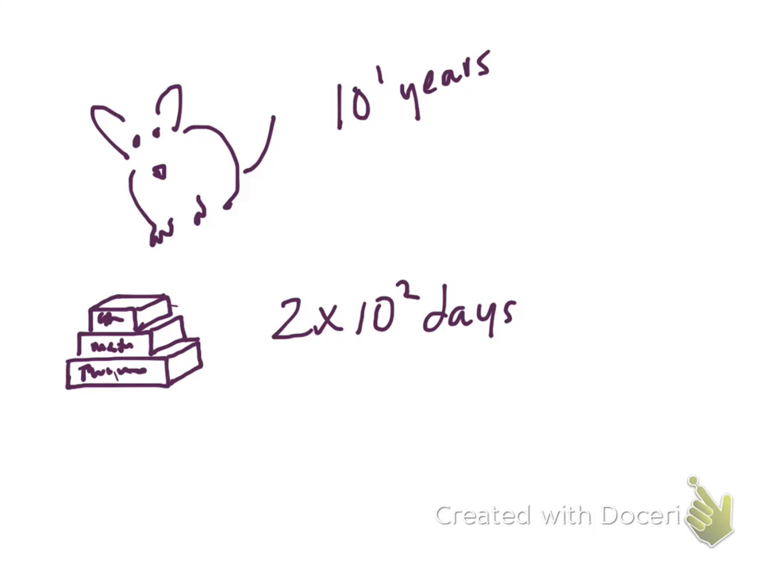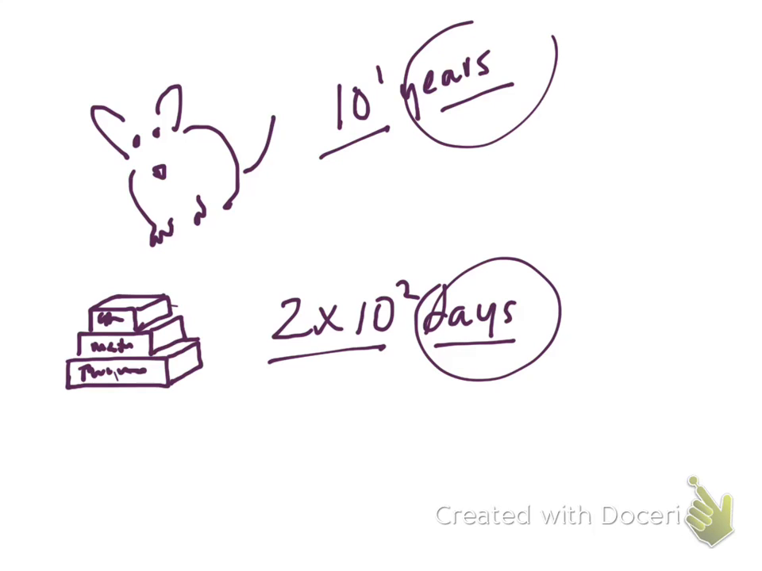It's important to have not only the order of magnitude, but what kind of units we're talking about. A school year might be 2 times 10 to the second days, but it's certainly not 2 times 10 to the second years. So specifying that unit really does make a difference.